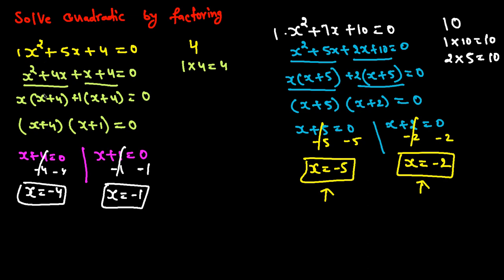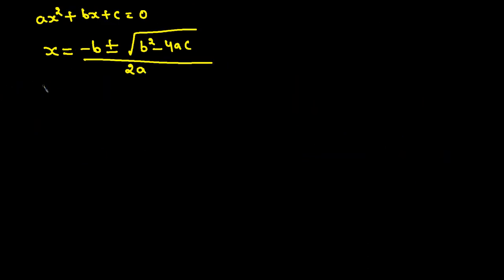Okay. So let me write down the equation. The equation was x squared plus 7x plus 10 equals 0. This tells me a is equal to 1, because a is the coefficient of x squared. Then b is the coefficient of x, so 7. And c is the constant, which is just 10. Now we're going to plug these coefficients into the formula.